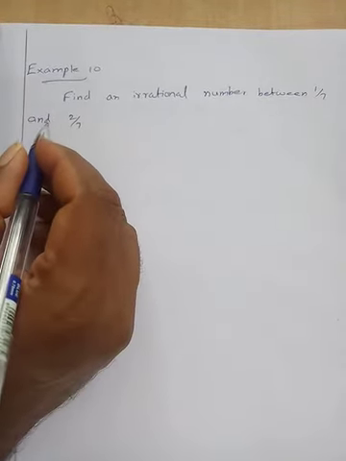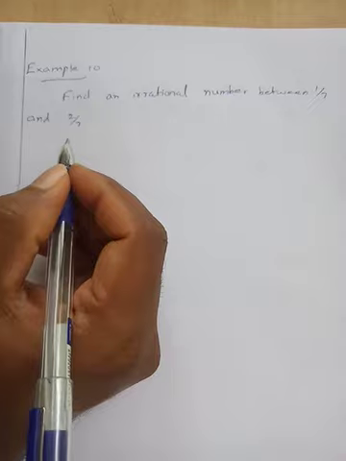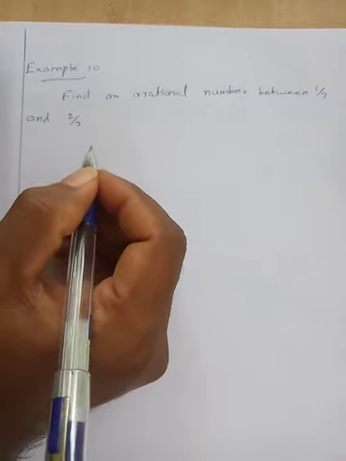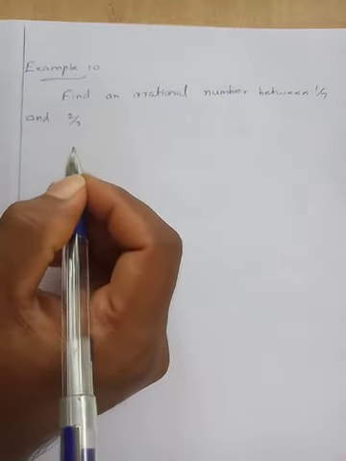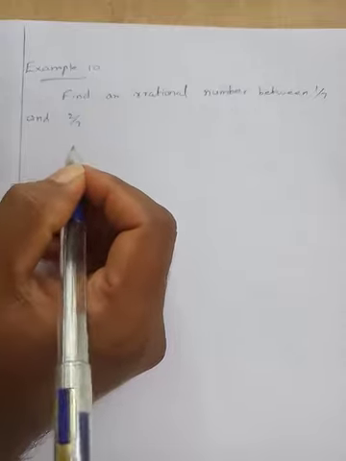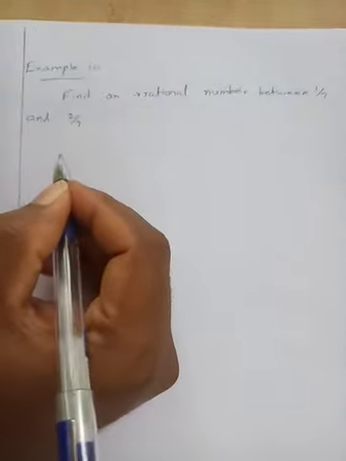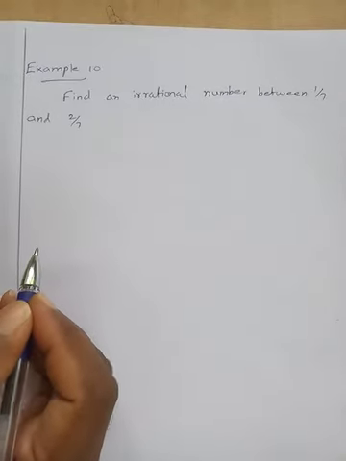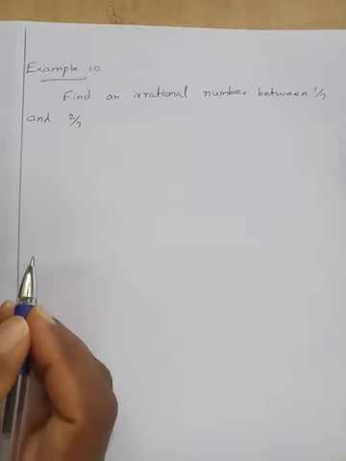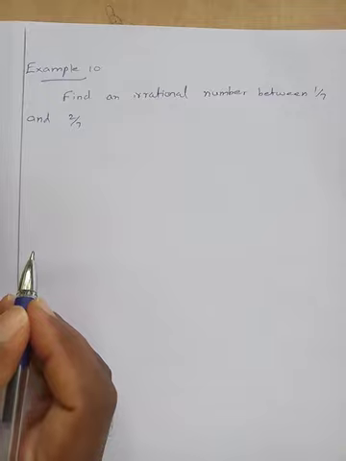Example number 10. Find an irrational number between 1 by 7 and 2 by 7. First, write the numbers 1 by 7 and 2 by 7 in decimal form. Are they terminating decimals or non-terminating decimals with recurring or non-recurring expansions?